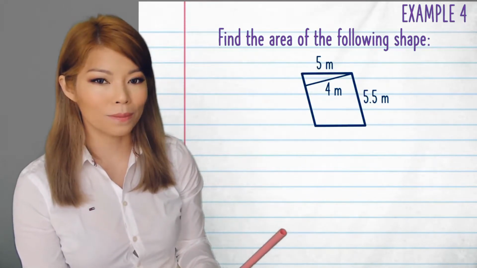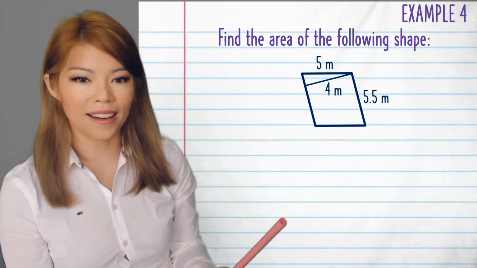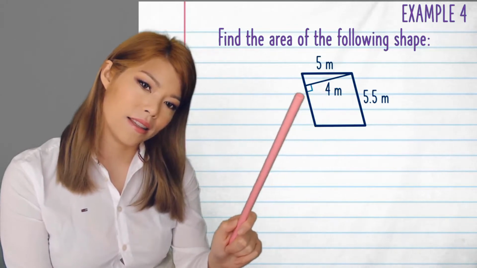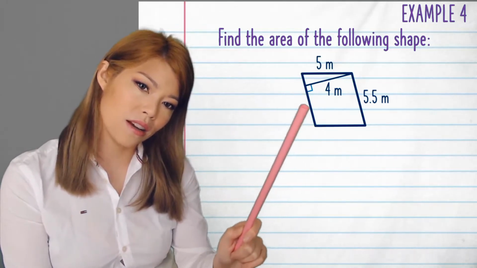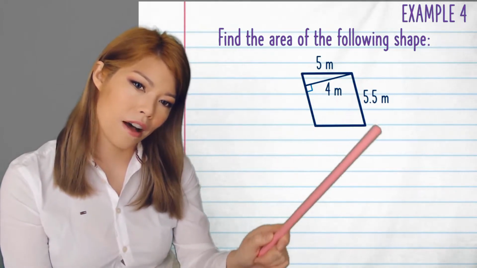Example 4. This one's a bit tricky. It's just a parallelogram on the side. So if you look, you can see that 4 is the height and it's 90 degrees to this length here, which is the same as which one? It's the same as the 5.5.